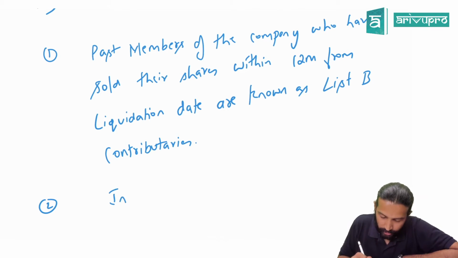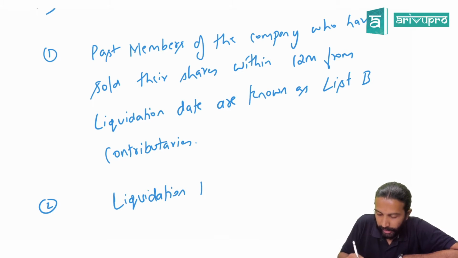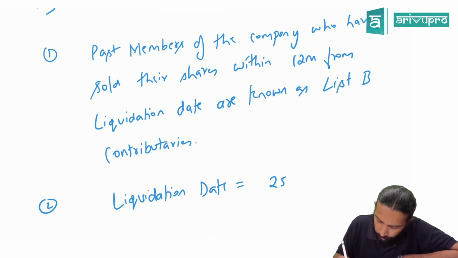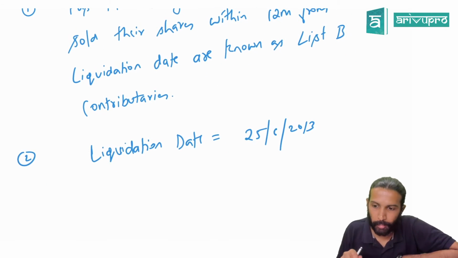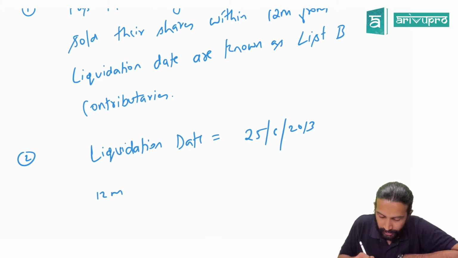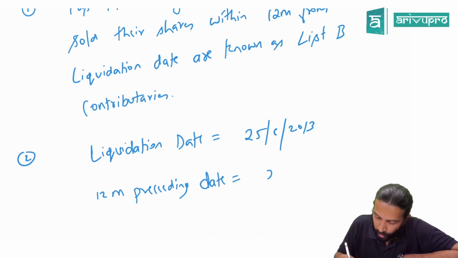In the present case, you can directly write what the liquidation date is. Liquidation date is given to be what in this problem, sir? Liquidation date is 25th June 2013. Yes or no? Everybody okay now? Alright. So 12 months preceding this date is equal to 26th June 2012. Yes or no?